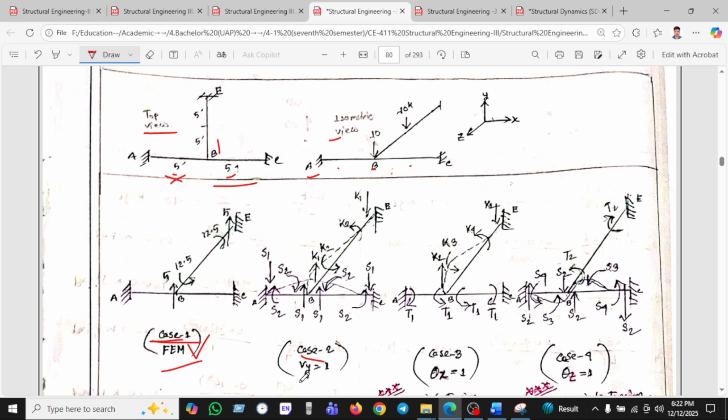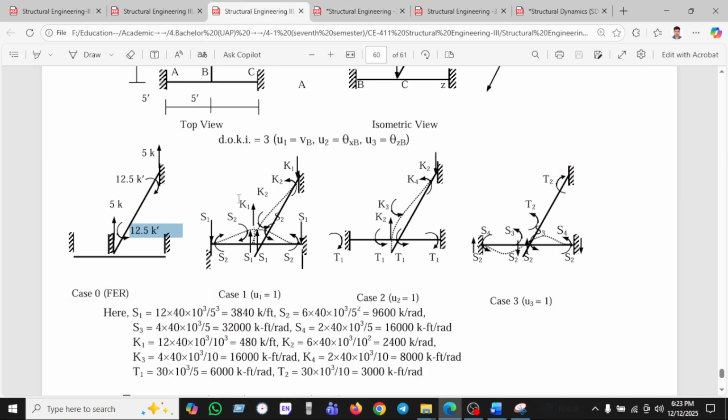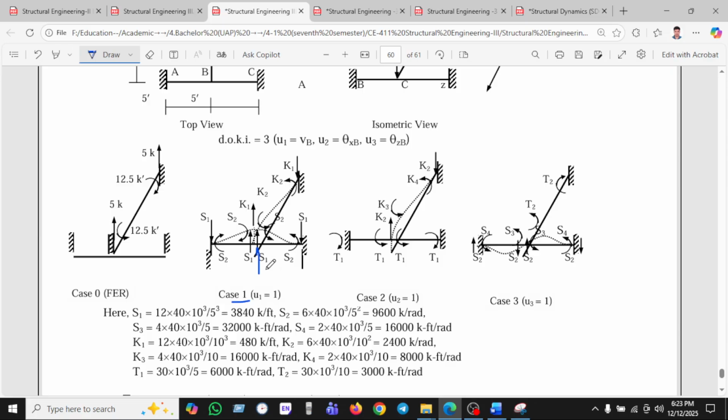Now the case is B1, that means shear 1. We are using shear at B, that's why it is shear 1. I'm just saying here the shear 1. We are taking shear 1, that's why it is S1 and S1. The opposite direction will be S2 and S2. So this is S1 and this will also be S1. The opposite direction will be S2.